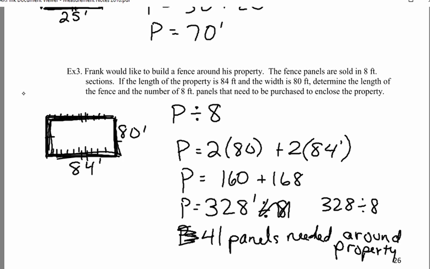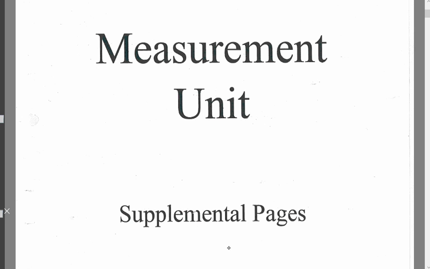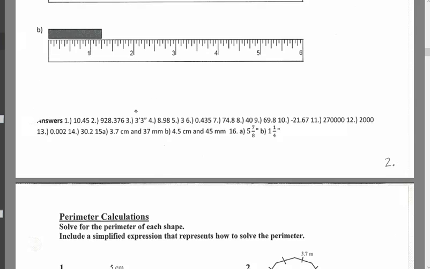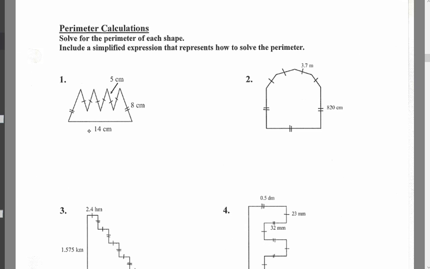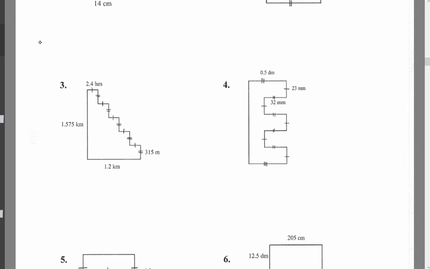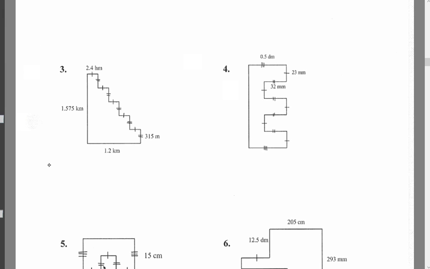That's what perimeter is. But let's go to our supplemental pages. Pull out supplemental pages and go to page 3 to start with. On page 3, we have perimeter calculations. It says to solve for the perimeter of each shape, include a simplified expression first. So let's take a look at number 4. I want to figure out the perimeter of that E, I guess.